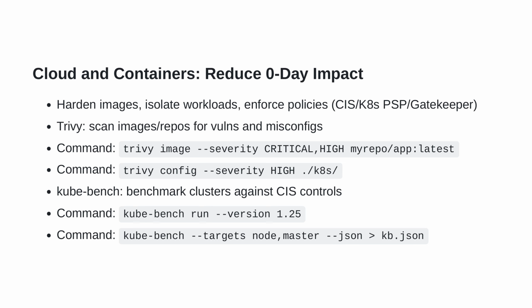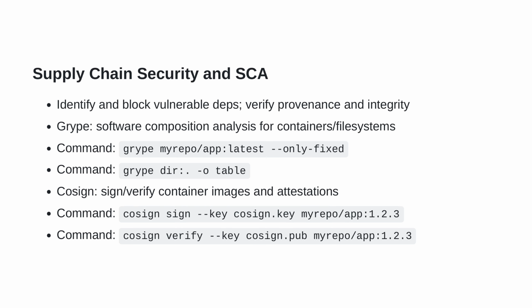These practices don't prevent a 0-day from existing, but they drastically shrink blast radius and raise the bar for exploitation in production. Supply chain security and SCA focus on two questions: What's in your software? And can you trust where it came from? Start with software composition analysis. Grype scans container images and file systems to find vulnerable dependencies.